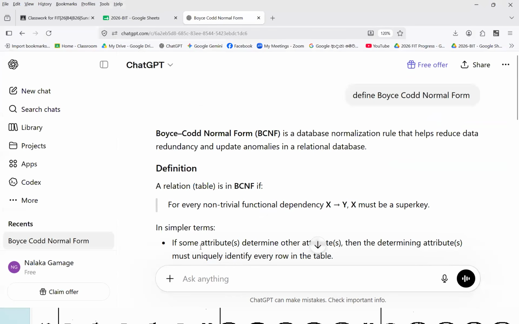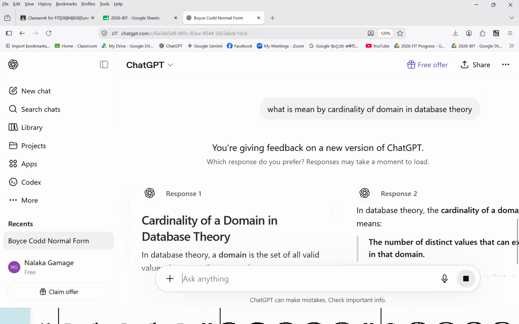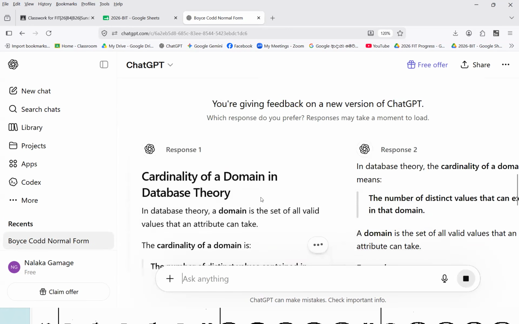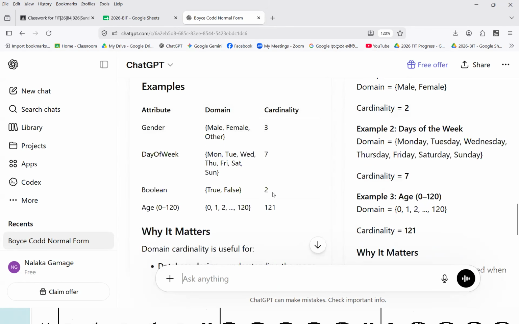Just to double check, okay? Right. What is meant by cardinality of domain in databases? Theory. Cardinality of domain is the number of distinct values. Yes, number of distinct values.